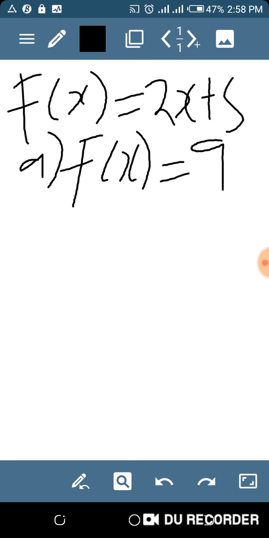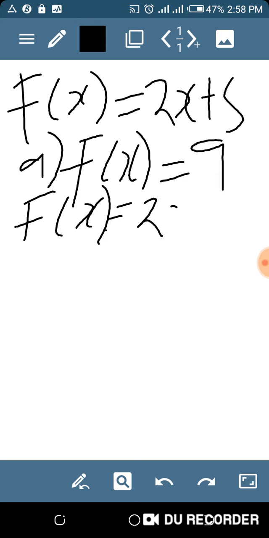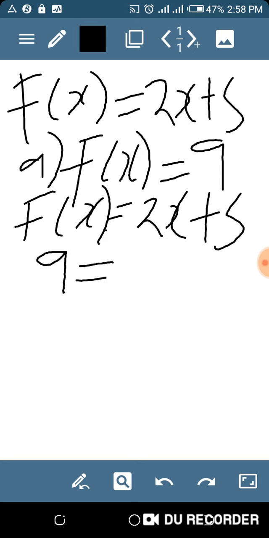So I'll say f of x is equals to 2x plus 5. Then I know that f of x is 9, which is the output, so I'll say 9 is equals to 2x plus 5.